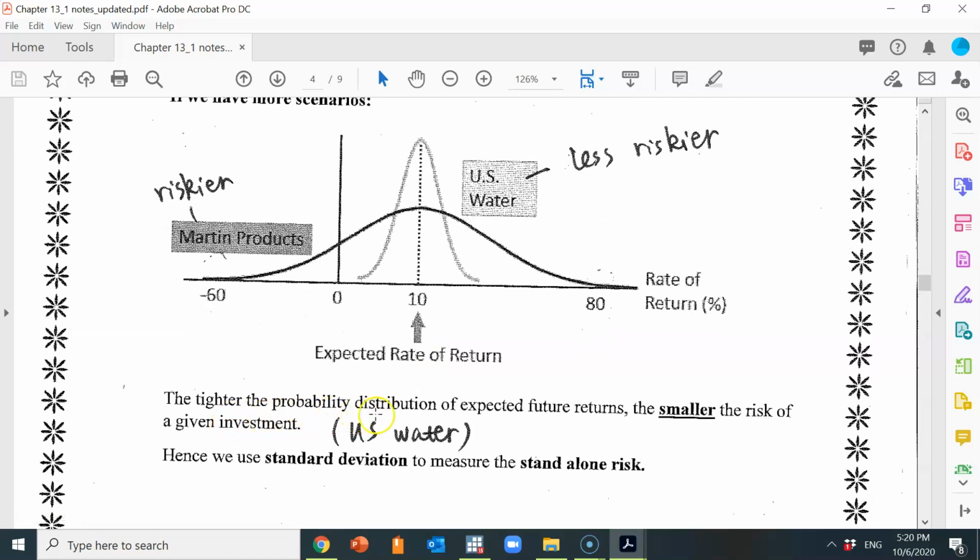The tighter the probability distribution of expected future returns, the smaller the risk of a given investment, such as for US Water. Hence, we use standard deviation to measure the stand-alone risk. So for both of the firms here, we have the same expected return, but we know US Water is tighter and has less risk. And we want to use standard deviation to measure the stand-alone risk here for a certain firm or stocks issued by the firm.